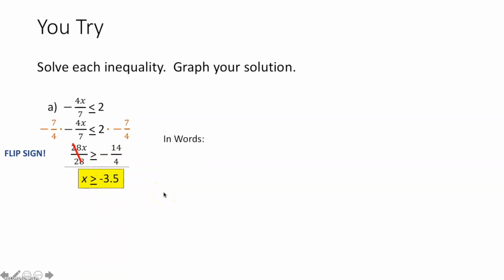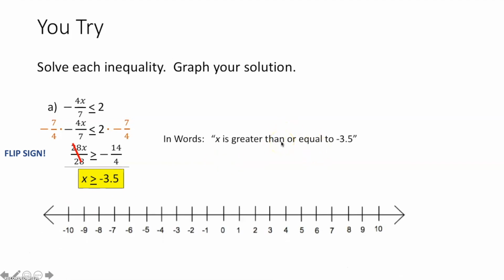So what I'm going to do is graph it. The first thing I do is say it in words. What is this? Well, x is greater than or equal to negative 3.5. Perfect. That's going to help us shade later. So the first thing I decide is, is it going to be an open or a closed circle at negative 3.5? Since I have this equal sign underneath, it's going to be a closed circle at negative 3.5. So I go right in between negative 3 and negative 4, and I put a closed circle.